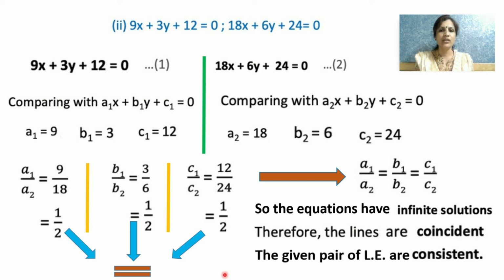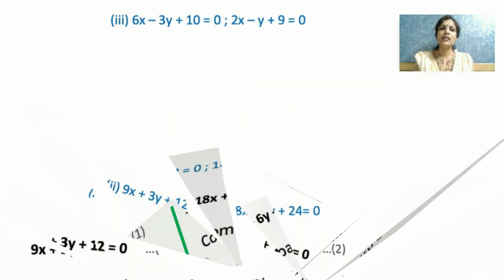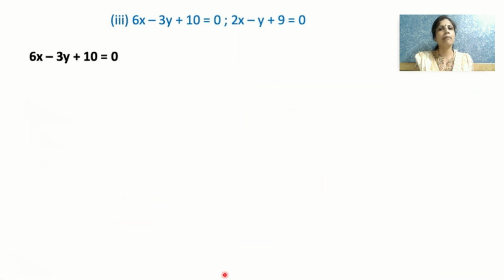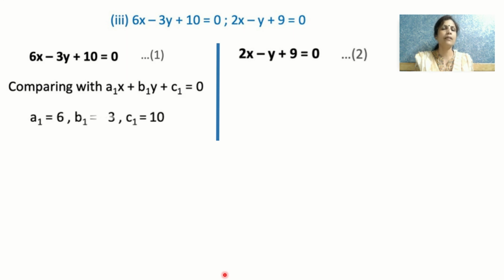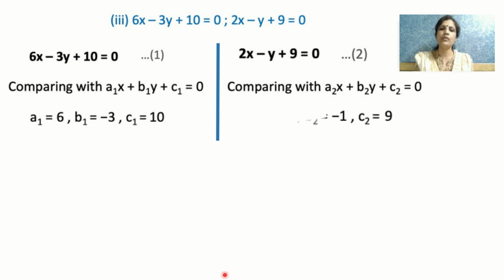Okay, moving to the next sum. In this sum, we'll consider 6x minus 3y plus 10 is equal to 0 as equation 1, and 2x minus y plus 9 is equal to 0 as equation 2. Again, comparing equation 1 with its standard form, we get a1 is 6, b1 is minus 3 and c1 is 10. Similarly, for equation 2, we get a2 is 2, b2 is minus 1 and c2 is 9. Now let's consider the ratios.